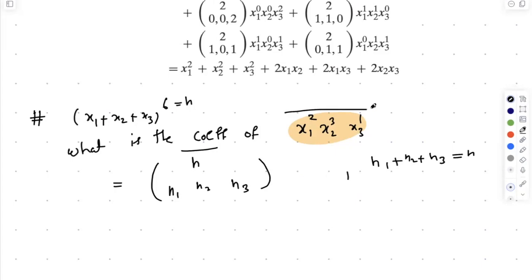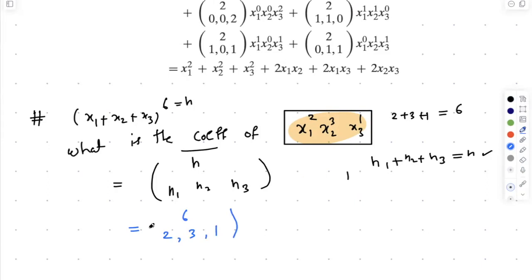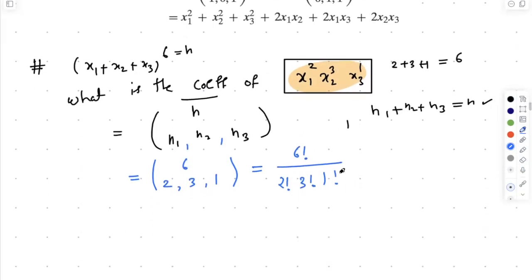Now if I have to find the coefficient of this term, check the exponents. The exponents are 2, 3, and 1. If you add them, you get 6. So the condition is satisfied. That means we can have a coefficient. The coefficient is going to be 6 choose 2, 3, 1, which is equal to 6 factorial divided by 2 factorial, 3 factorial, 1 factorial. So this is going to be the coefficient of x1 square, x2 cube, x3 power 1.